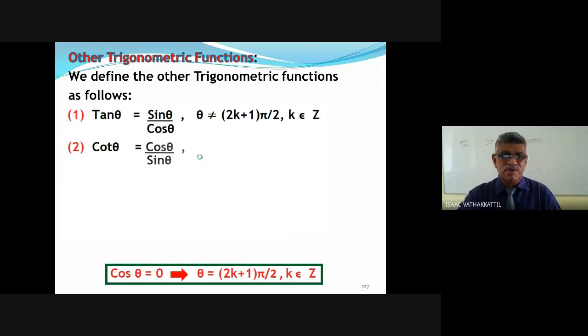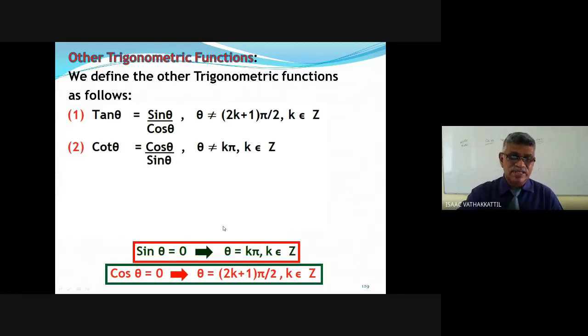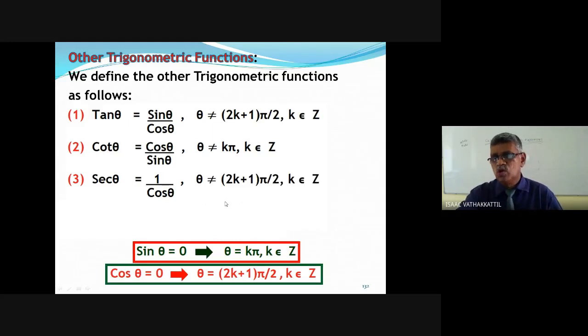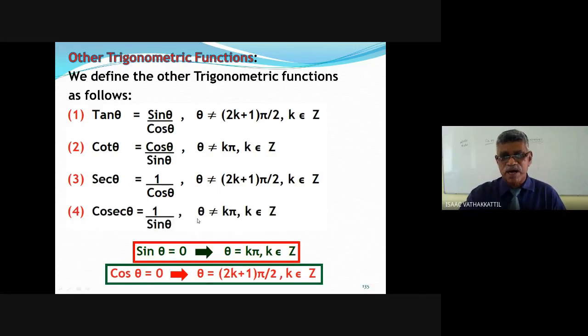Cot theta is cos theta by sin theta. Now sin theta is 0 when theta is k pi, so cot theta is defined only when theta is not equal to k pi, k belongs to Z. Now we define sec theta as 1 by cos theta. Cos theta is 0 for odd multiples of pi by 2, so sec theta is defined when theta is not equal to (2k plus 1) pi by 2, k belongs to Z. Cosec theta is 1 upon sin theta where theta is not equal to k pi, k belongs to Z.